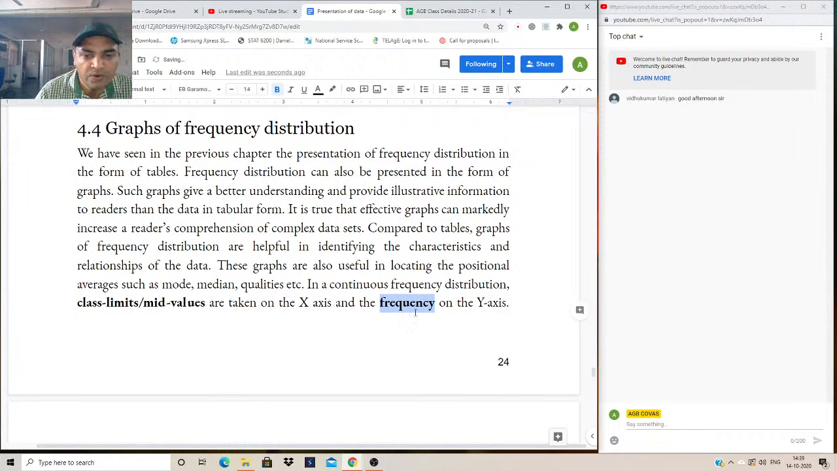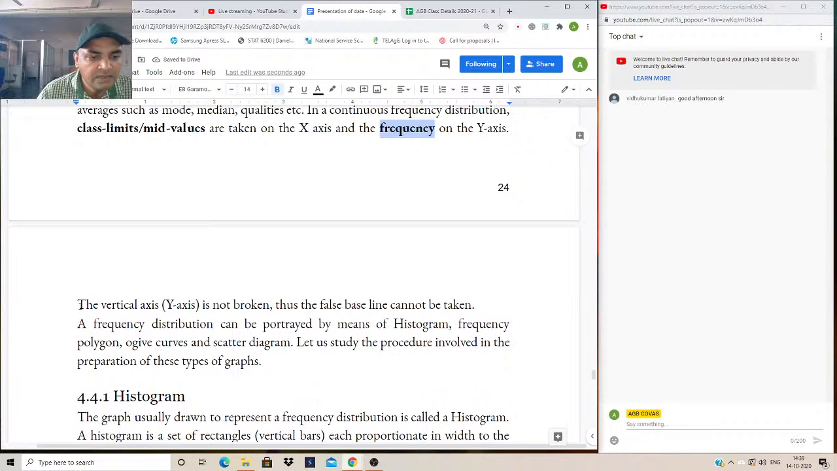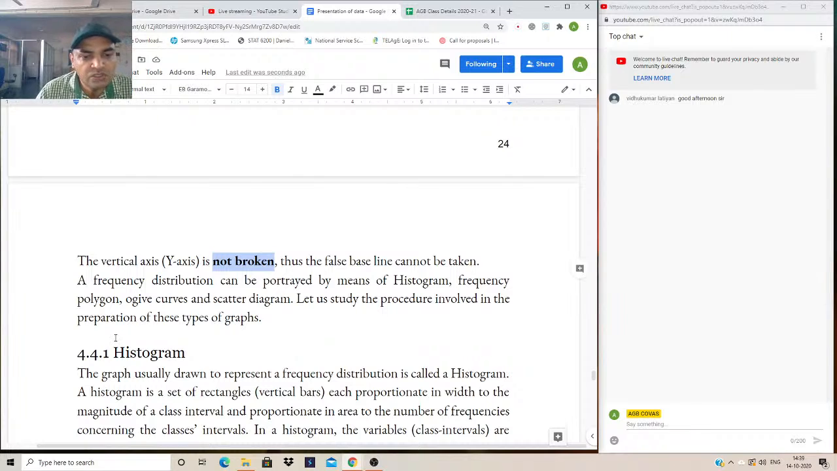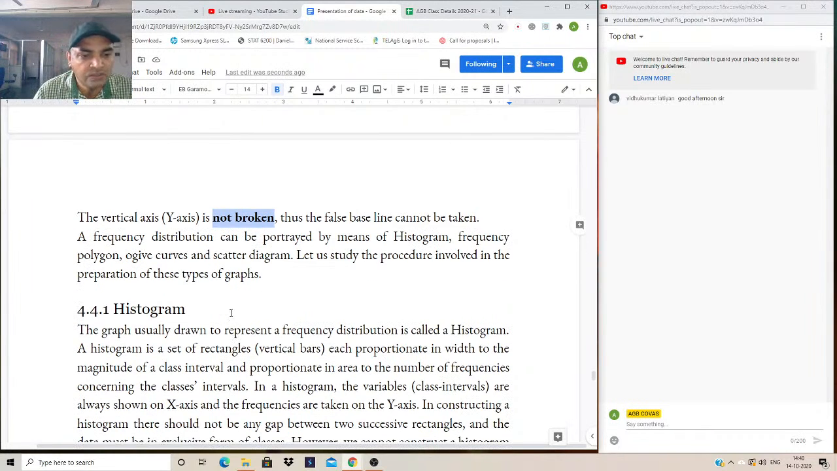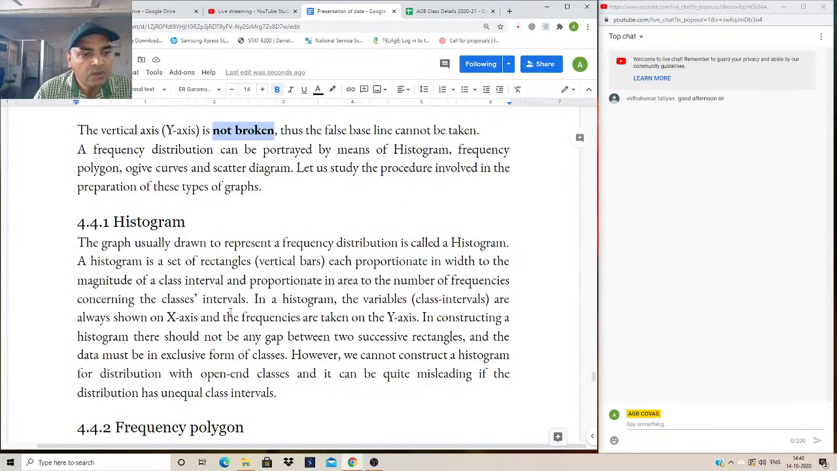Okay, that is important. The other thing is the vertical y-axis is not broken. In frequency graphs, a false baseline cannot be taken, and a frequency distribution can be portrayed by means of histogram, frequency polygon, ogive curves, and scatter diagram. So the first three we will be studying here. Scatter diagram we will not be studying, okay? It is not of much use right now. So, histogram, how to make the histogram.